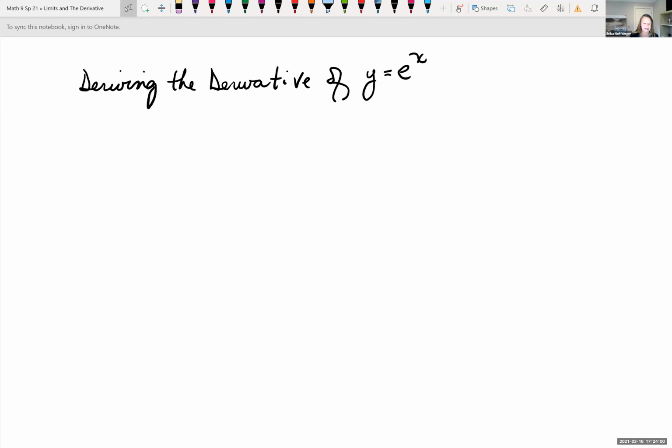So we're looking at taking the derivative of exponential functions. So let's start with taking the derivative of e to the x, and let's derive that derivative.